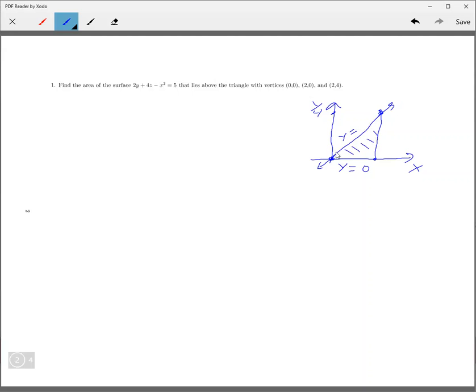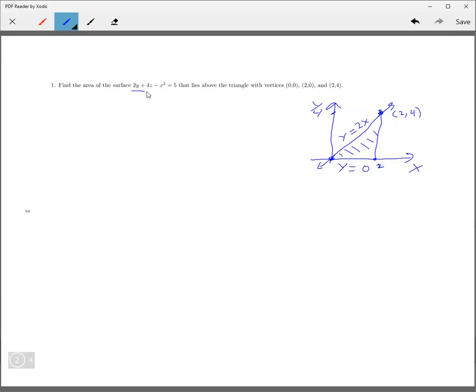That's (2, 4), and this is 2 right here. It's 2x. Yes, it's going to be y equals 2x. That'll be helpful later on when we set the integral up, because we can integrate in y first and go from 0 to 2x, and then we can integrate in x and go from 0 to 2.